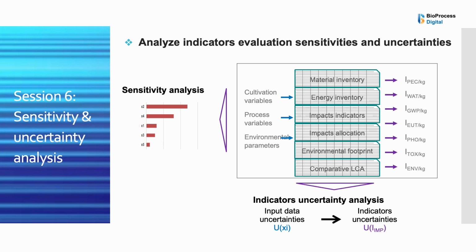In Session 6 on sensitivity and uncertainty analysis, you will use the spreadsheet simulator to rank the influences of technical and environmental input data on the impact indicators. Additionally, you will assess the uncertainty in the evaluated indicators to better understand the reliability of the results.